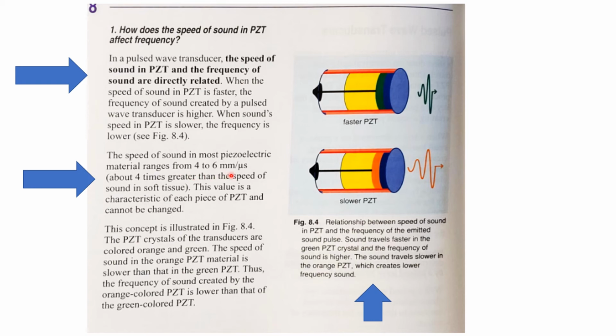These are 4 to 6 millimeters per microsecond, and that's the same thing as, well, 6 would be 4 times 1.5, which is the speed in soft tissue. So this is about 4 times greater than the speed of sound in soft tissue. And this is a value that's characteristic of each piece of the PZT and cannot be changed. So you want to remember that the relationship between speed of sound in the PZT and the frequency, they are directly related.